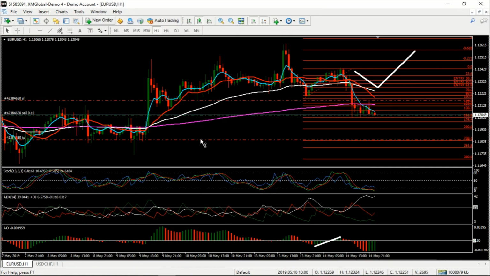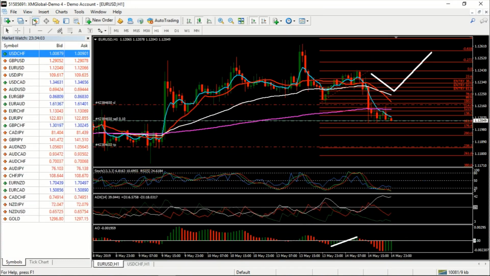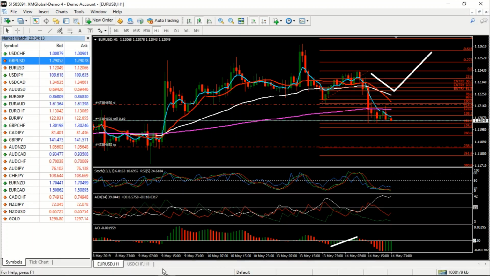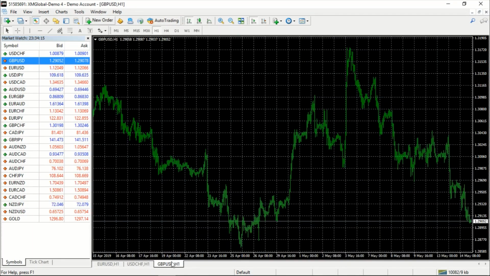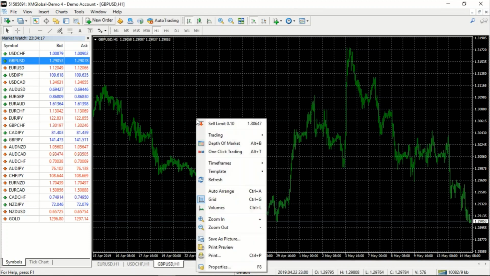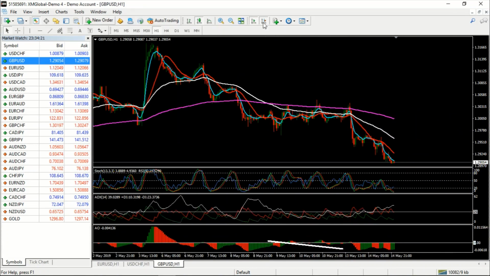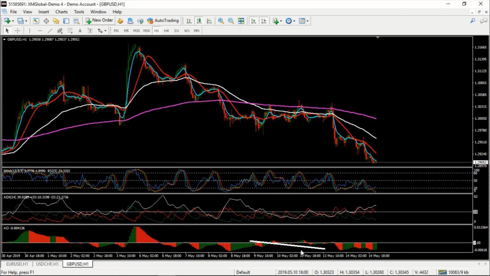So we can just go through one more analysis on one more currency pair. So we can actually go to GBP USD. I will drag this over to the bottom, and we've got GBP USD. I will open up the template. Now you see I've got GBP USD that appears on the chart.